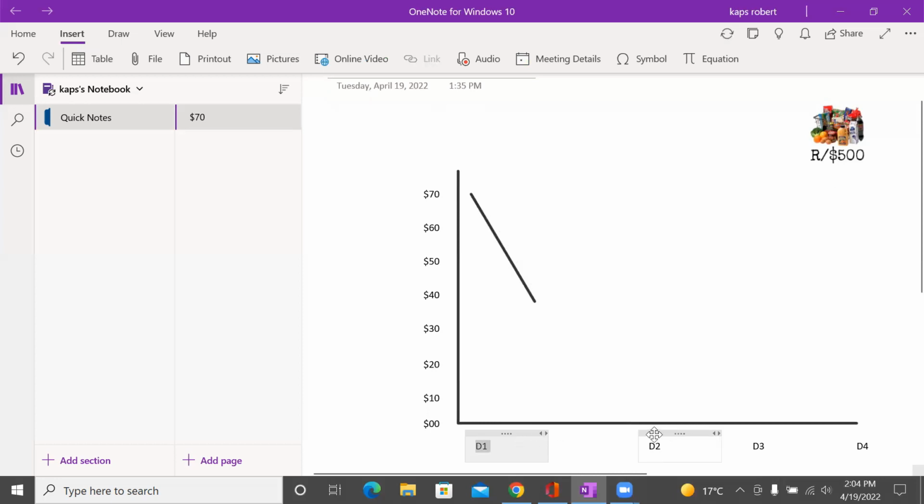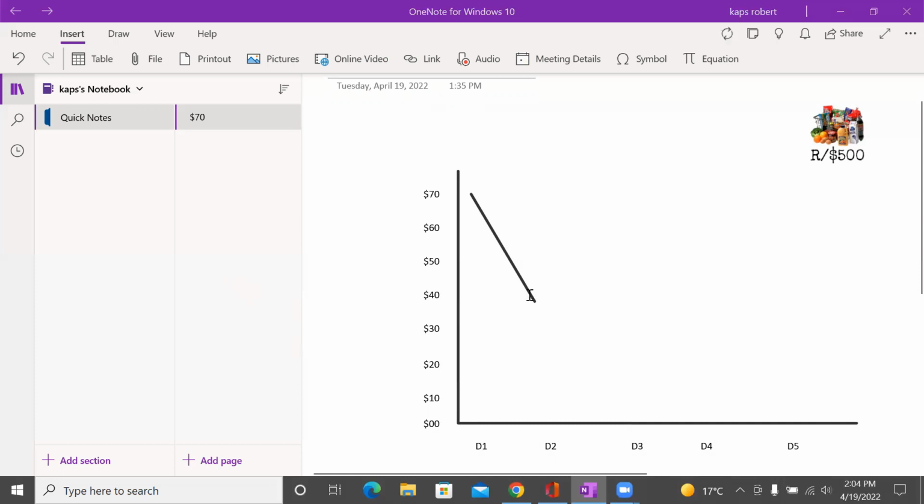1, 2, 3, 4, 5. Yeah, this is day 5. So we are going to be using only 5 days. You understand? So on these 5 days, we are going to be doing the following.